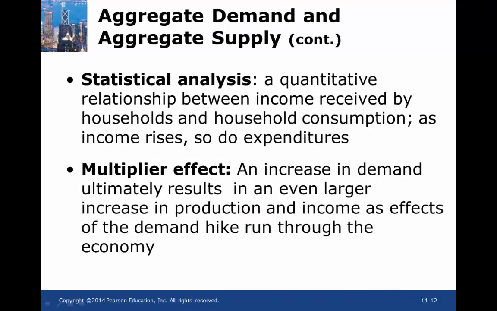Aggregate demand and aggregate supply, continued. Statistical analysis shows a quantitative relationship between income received by households and household consumption. As income rises, so do expenditures. Multiplier effect: an increase in demand ultimately results in an even larger increase in production and income as the effects of the demand hike run through the economy.